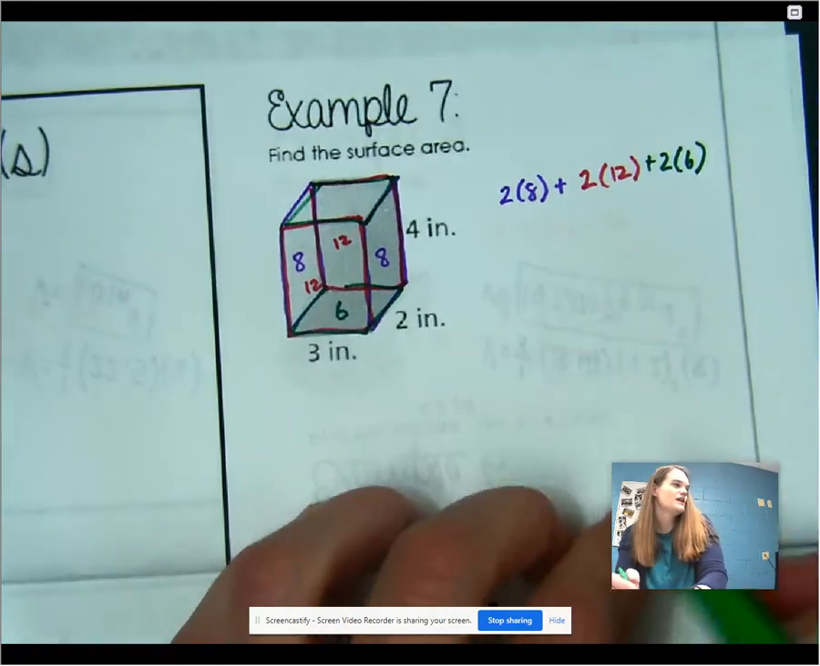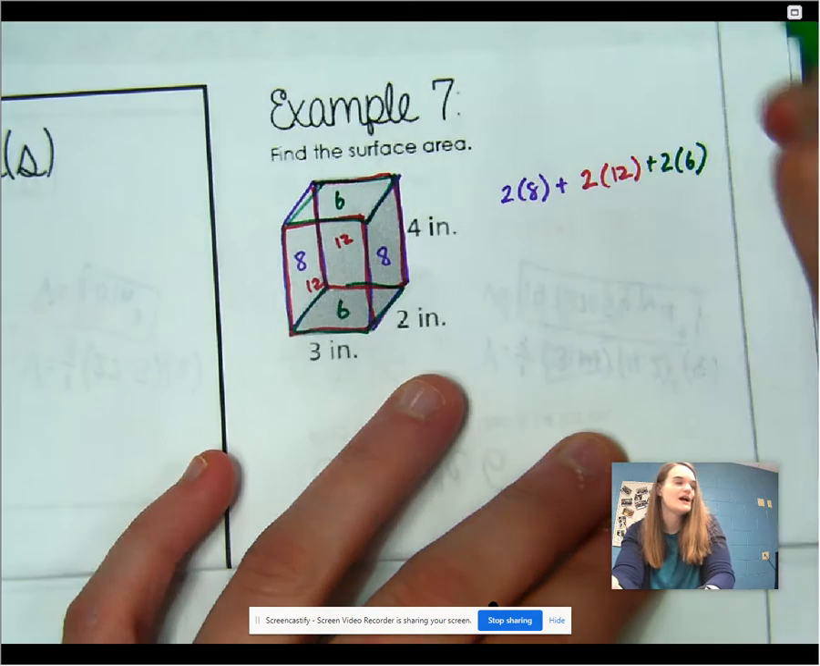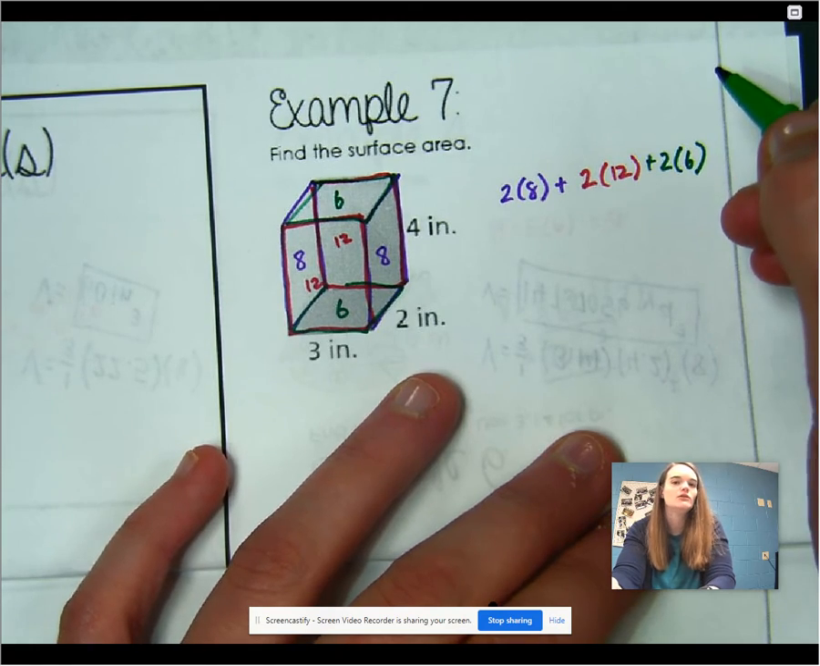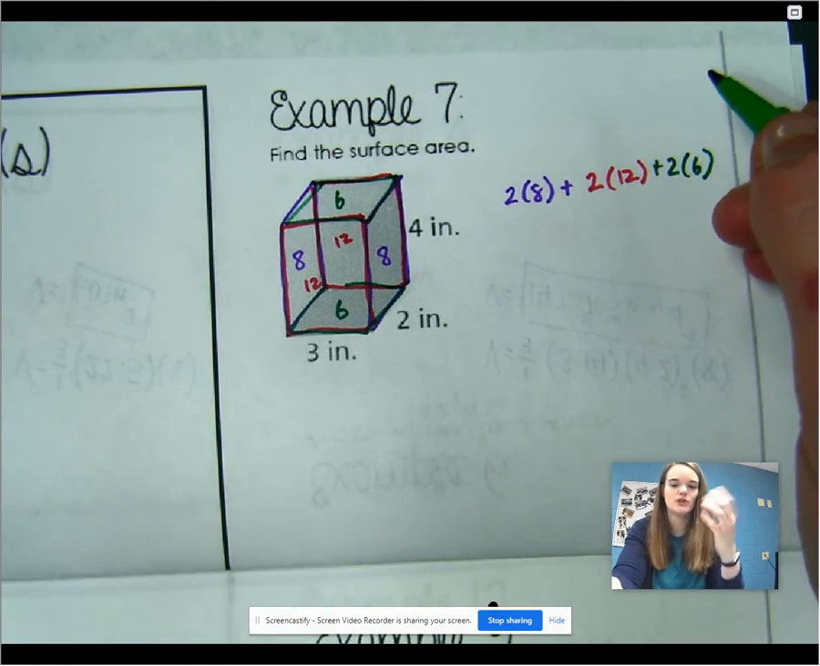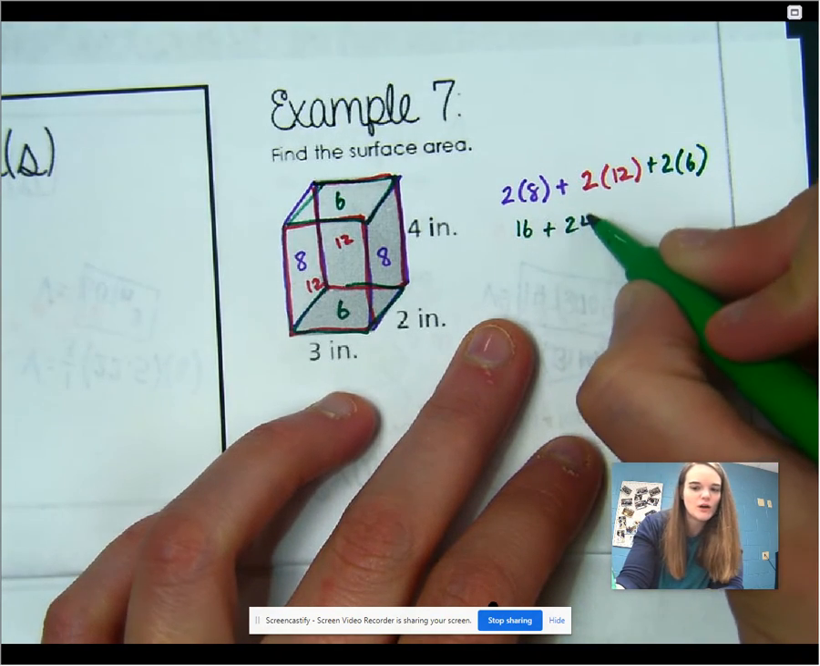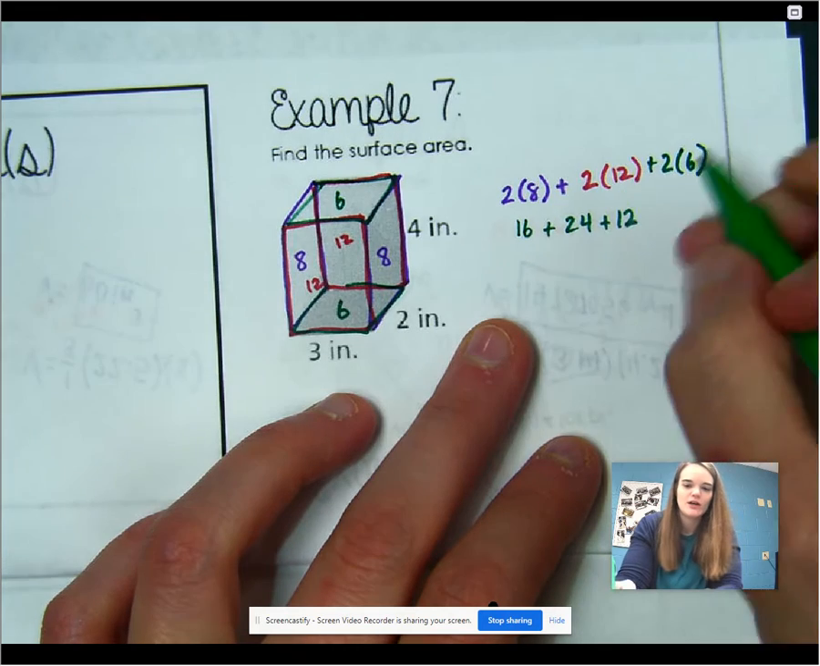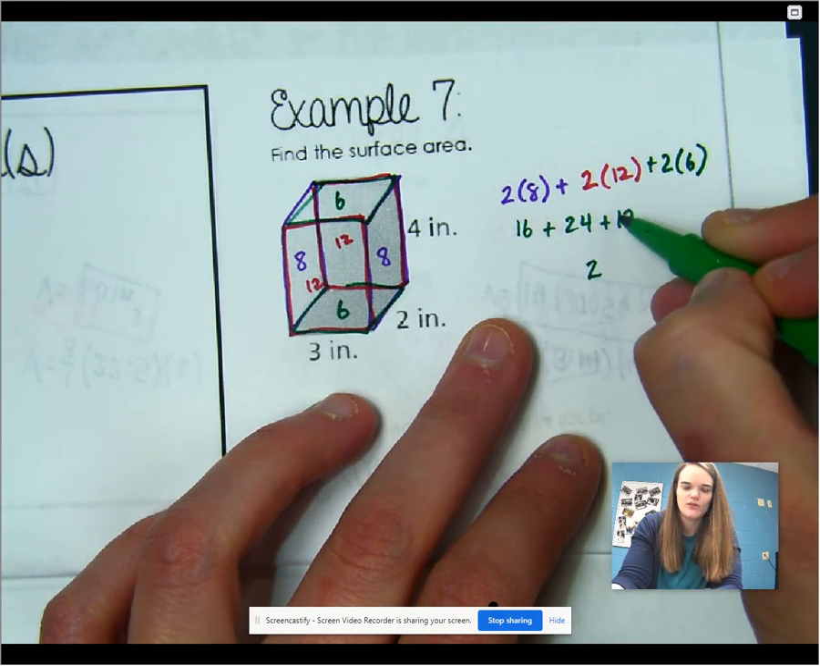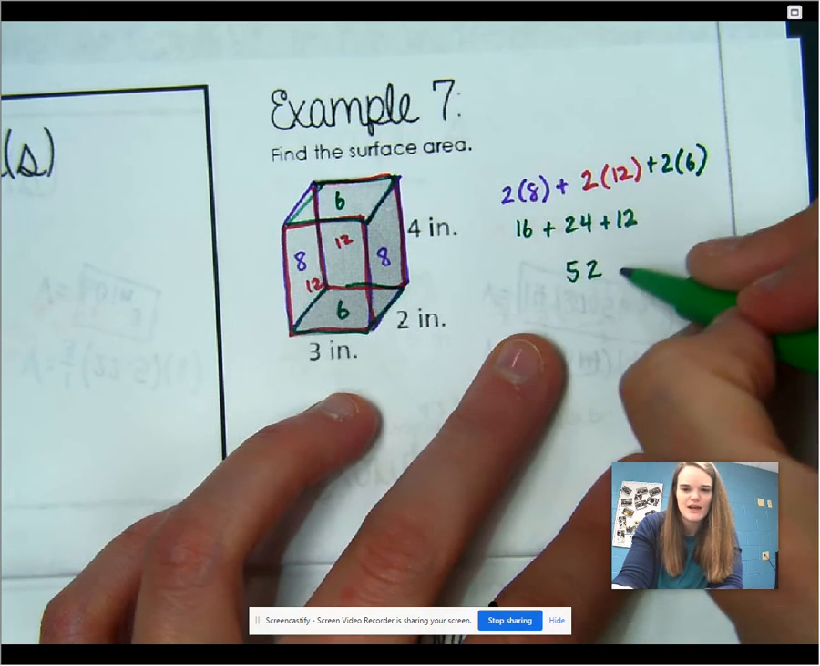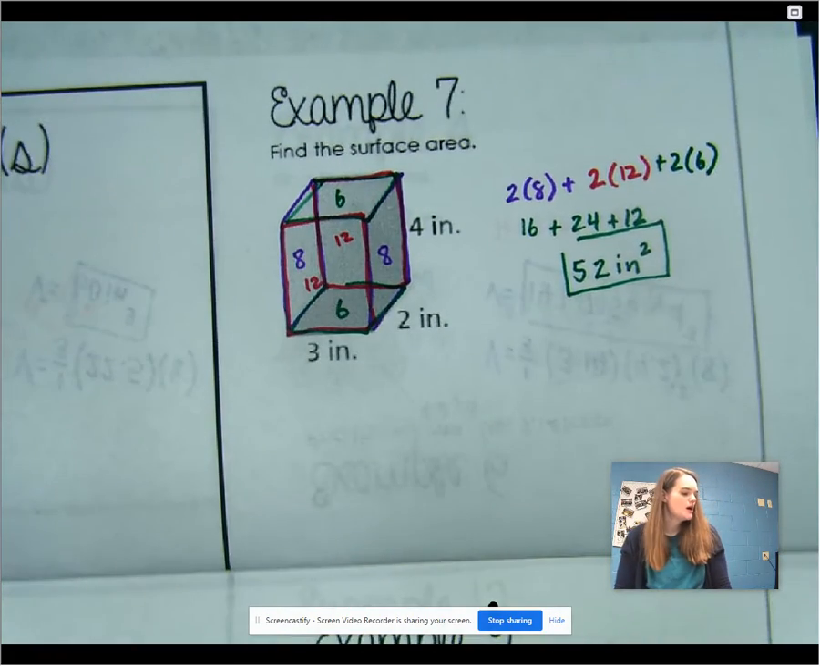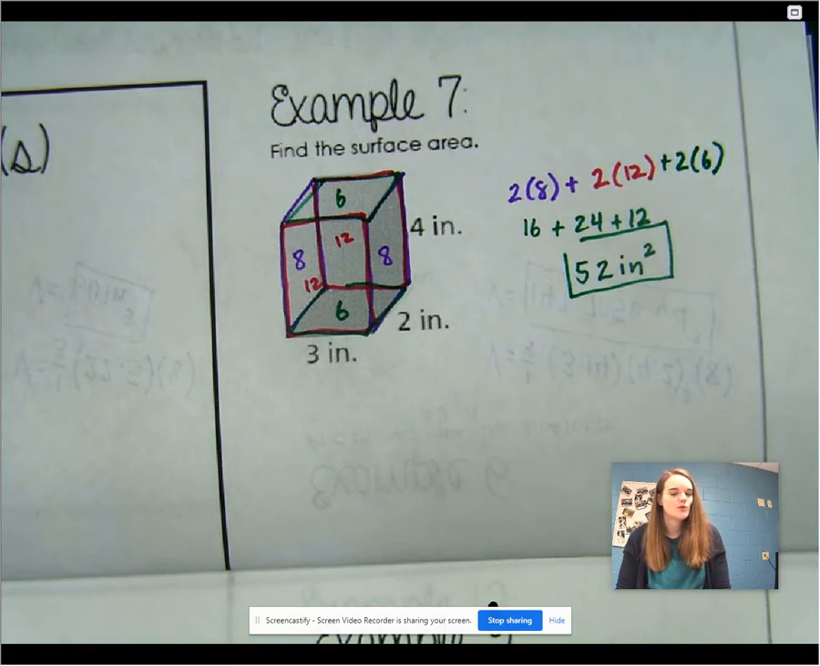So surface area is finding the area of each piece and adding them all up. Basically, let's say you have a cereal box and you want to know how much cardboard you need to use. That's when you would use surface area. You're trying to make something. So 16 plus 24 plus 12 is 52, and it is inches squared. 52 inches squared.